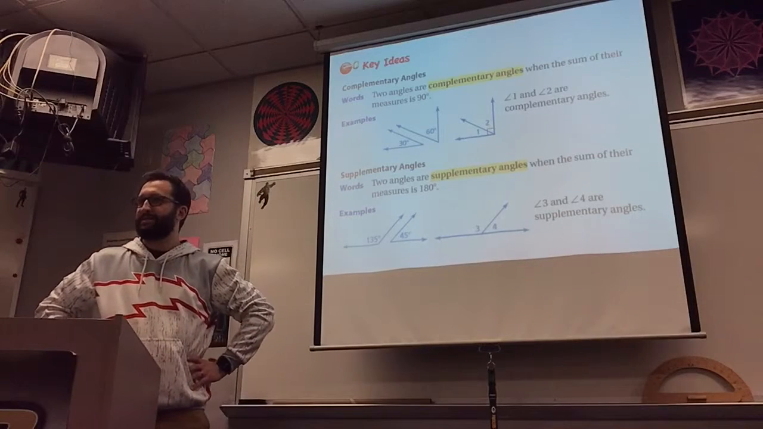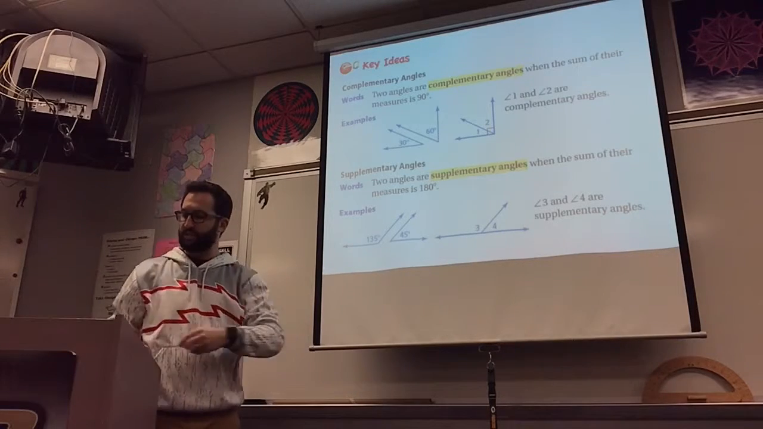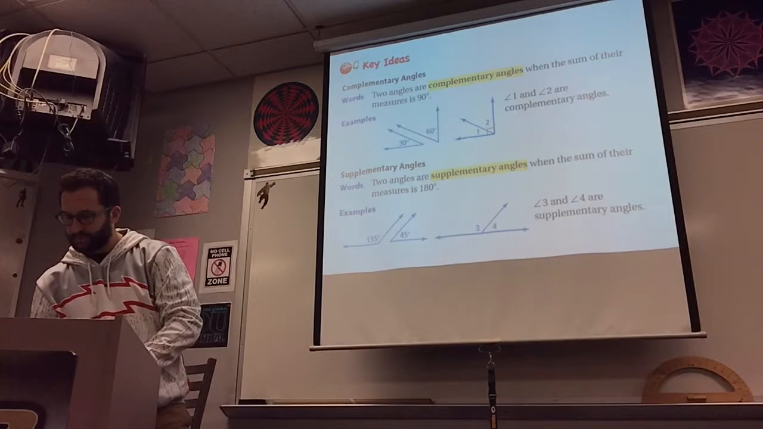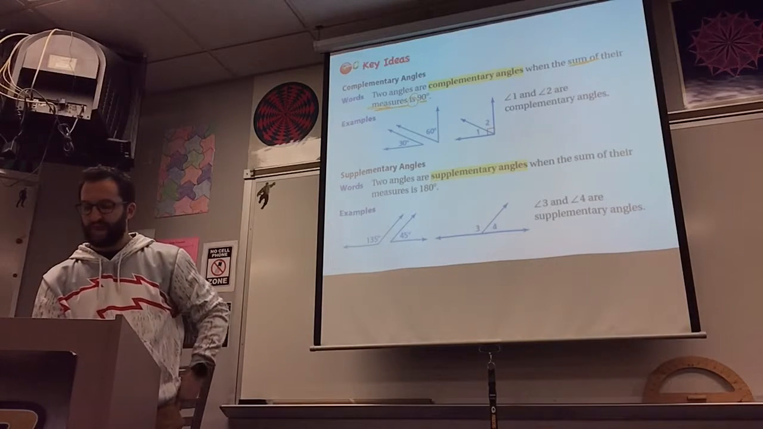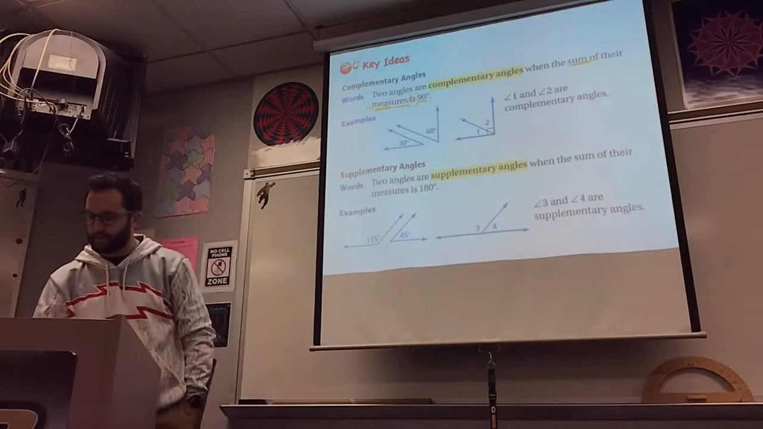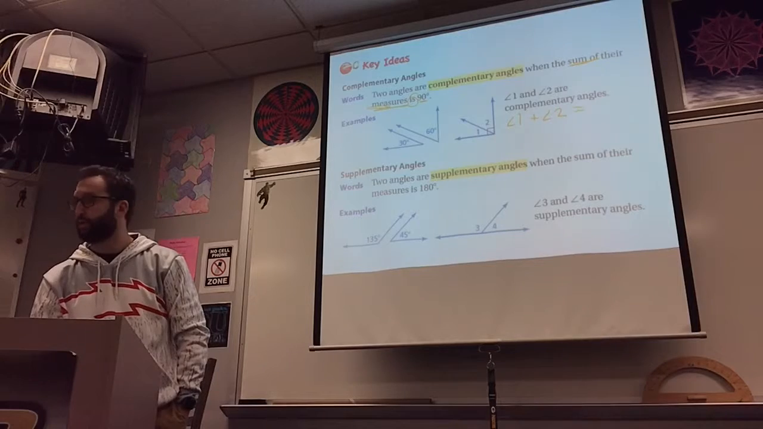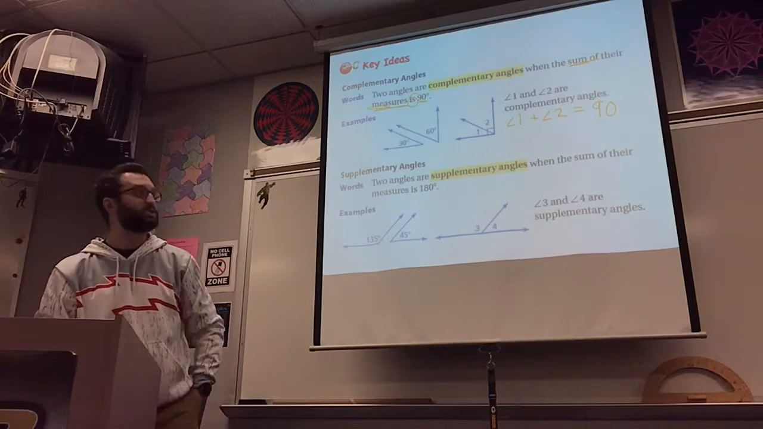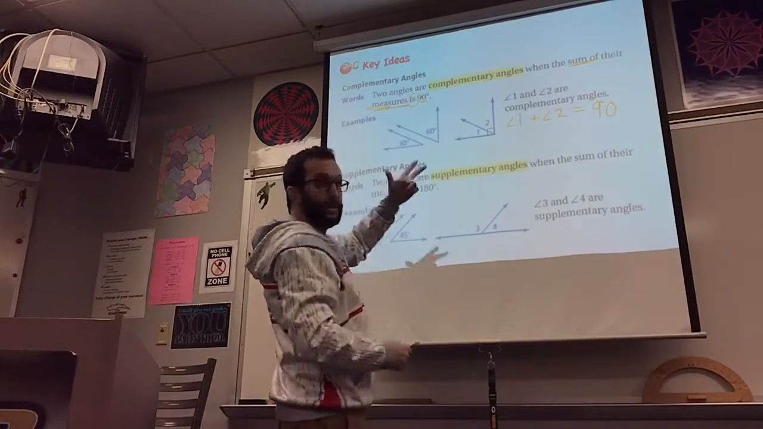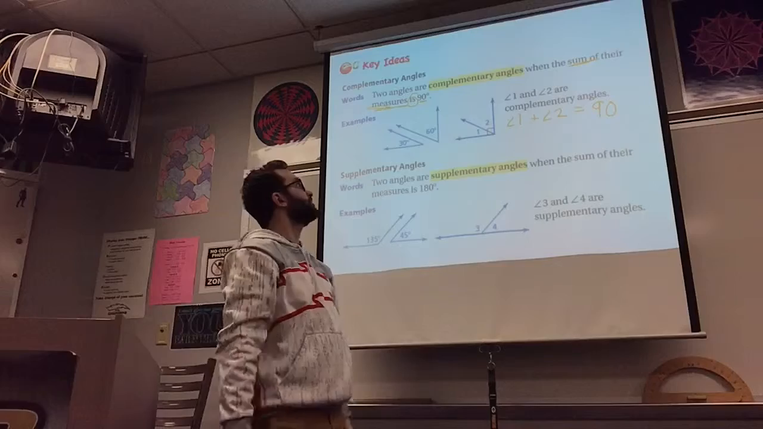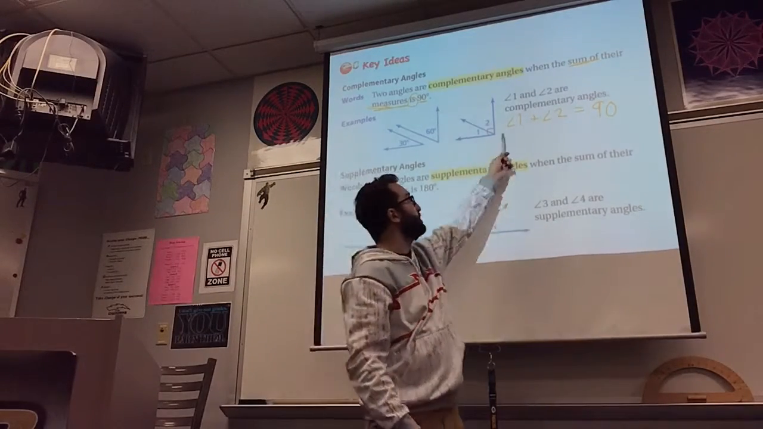Add two numbers together and set it equal to 90 degrees. Notice the sum of their measures equals 90 degrees. So if angle 1 and angle 2 are complementary angles, then angle 1 plus angle 2 is equal to what? 90 degrees. That's because the wording literally says when the sum of their measures equals 90 degrees. So since angle 1 and angle 2 are complementary angles, you can add their measures up to equal 90 degrees.